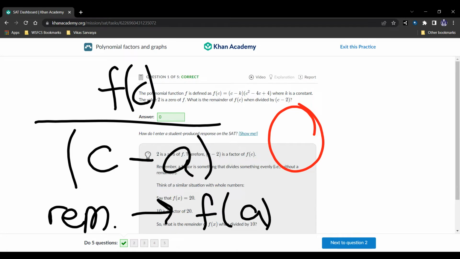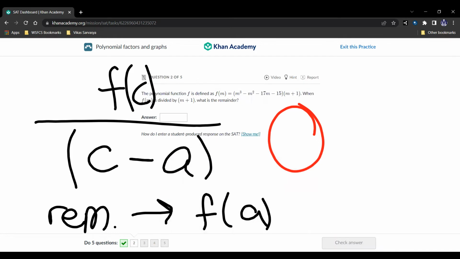Like, yes, you could probably have figured this one out if you didn't know this. It would also take about 5 more minutes, which is time you don't really have on the SAT, right? So using these two theorems, the factor theorem and the remainder theorem, makes your life a whole lot easier if you just remember that when you're dividing by c minus a or x minus a, the value of the remainder is f of a. And if f of a equals 0, then you've got yourself a divisor of the function. That's it. Let's move on to the next question.